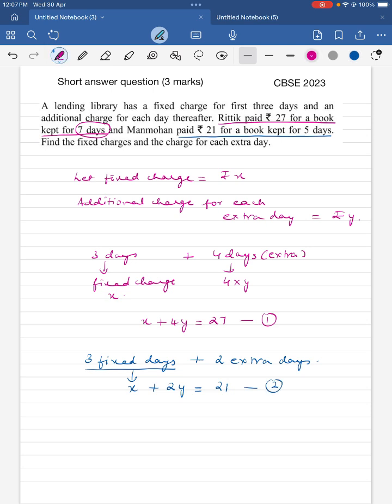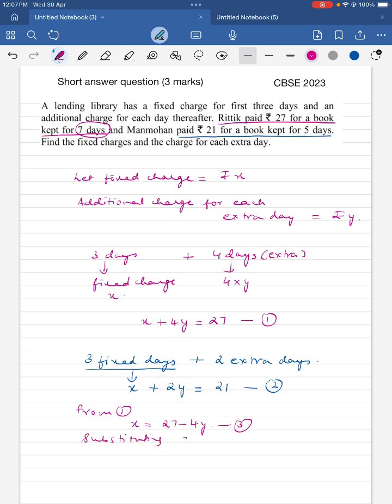Now all I have to do is solve the two linear equations either by using the substitution method or the elimination method. And in this case, both work. Okay, so let me just go for the substitution method. So from equation 1, I know X is equal to 27 minus 4Y. Okay, which I'm marking as my third equation. And I'm substituting 3 in 2.